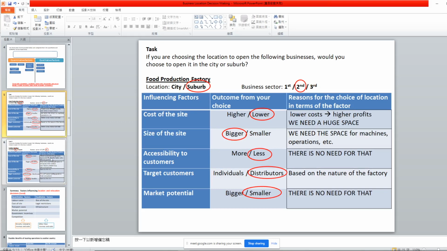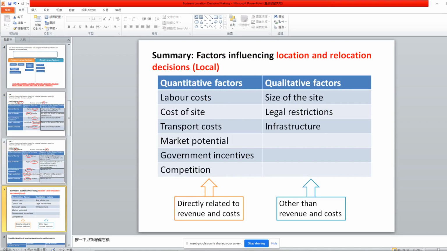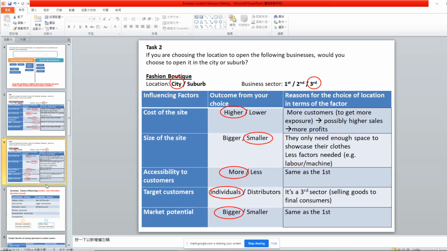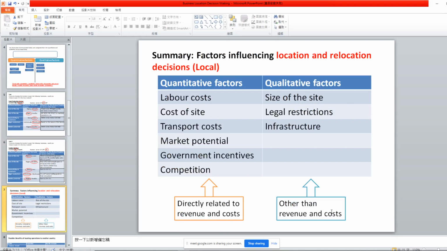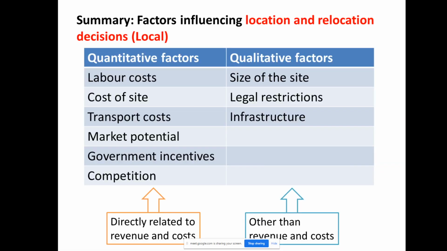It really depends on what kind of industry you are in. After the exercise, I think you should understand more about how you can utilize the factors here, because it is really up to the industry you are in, and it will change your considerations for each factor. So this is everything we have learned so far for this chapter: the factors which affect your decision making when you are trying to locate your business somewhere else. But here we focused on the local perspective. Now we are going to think about something even bigger.